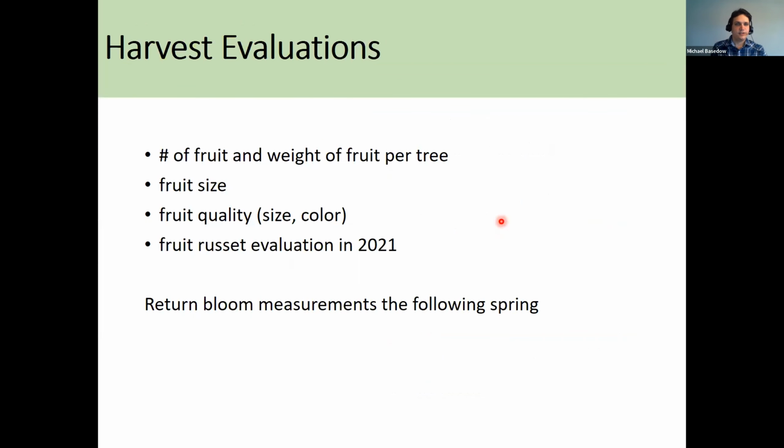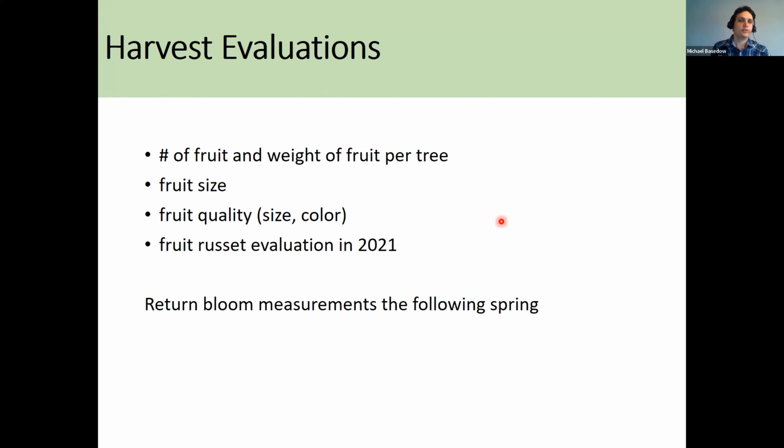Now I do want to quickly tell you about the harvest evaluations that we did. So at harvest, we went out and recorded the number of fruit per tree and the weight of the fruit coming off of each tree. We also calculated fruit size, and we also have data on fruit quality, including size and color. And in 2021, we also evaluated fruit russeting in our Honeycrisp and Gala trials.